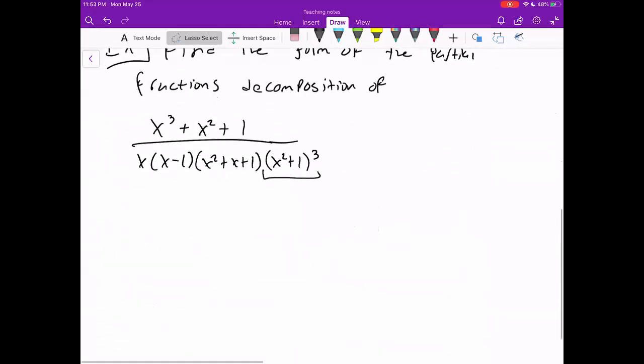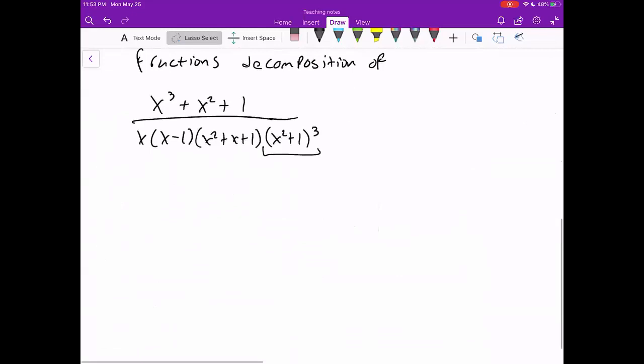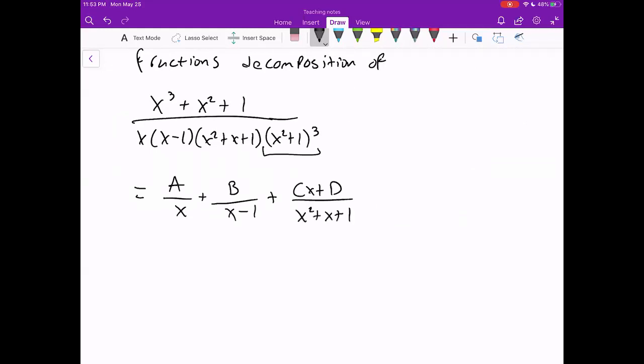All right, so we want to find the partial fractions decomposition of this one. Like I said, this is an easy problem. I go through and look at each term. For the x term, I get A over x. For the x minus 1 term, I get B over x minus 1. For this first irreducible term, you can check that it's irreducible: b squared minus 4ac is 1 minus 4, which is negative. So this is going to be of the form Cx plus D over x squared plus x plus 1. And the last term is the really annoying one.